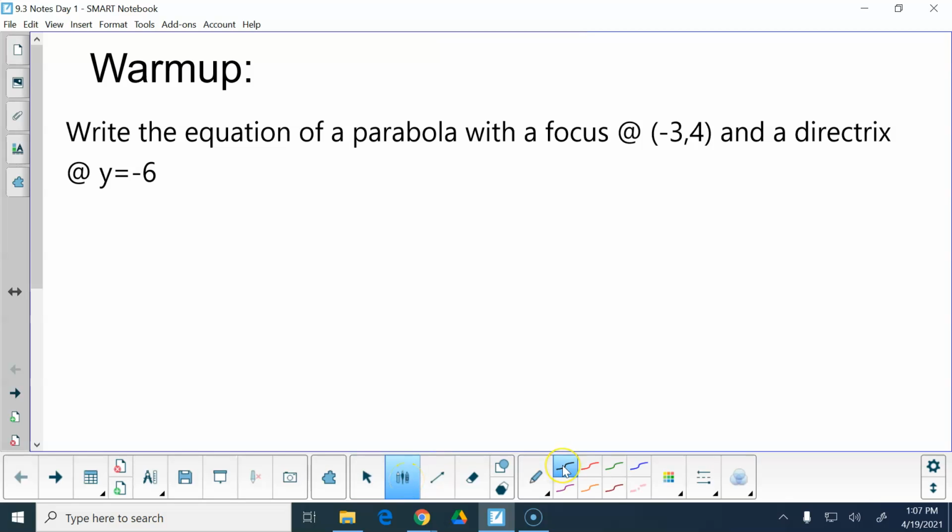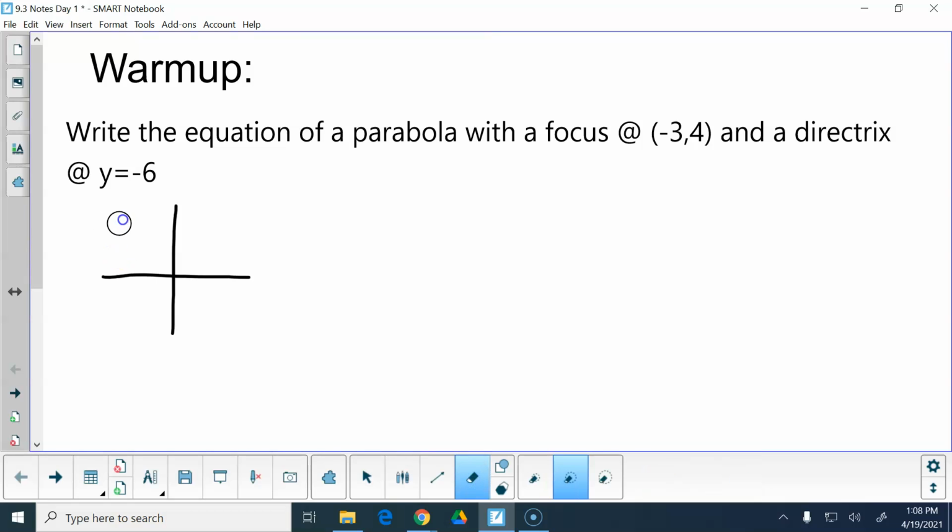I'm just going to draw the scenario. So here's our Cartesian coordinate system. That's Rene Descartes, by the way. He's the one that invented it. We got a focus at -3, 4, so that would be up in here. We got a directrix at y equals -6. I just wrote it down, and that's it.